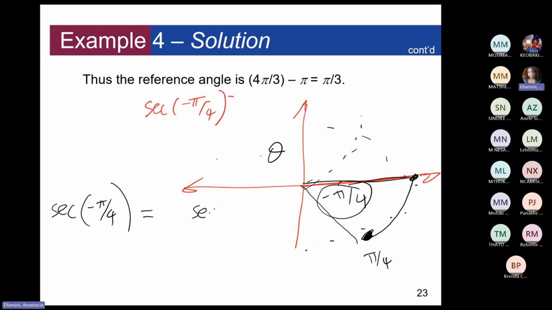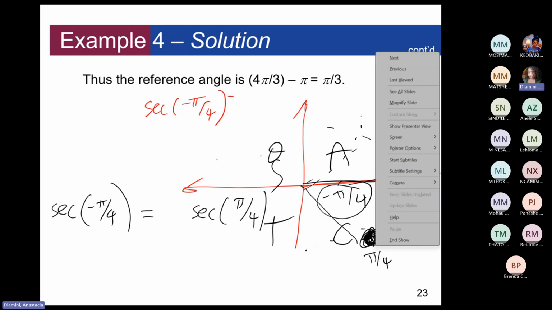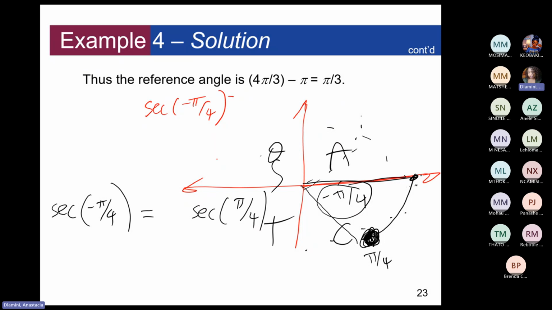Now it's sec of the reference number pi over 4. But according to the diagram, what do we know? We know that in the fourth quadrant, cos is positive. So meaning that sec will also be positive because cos and sec have a relationship. So this would be positive. So the answer here is what?